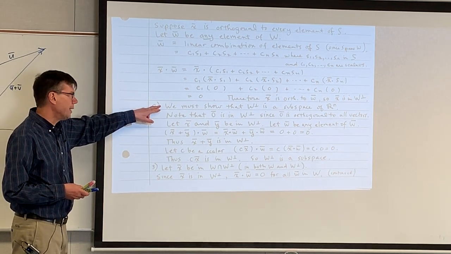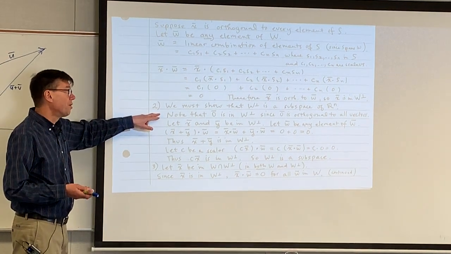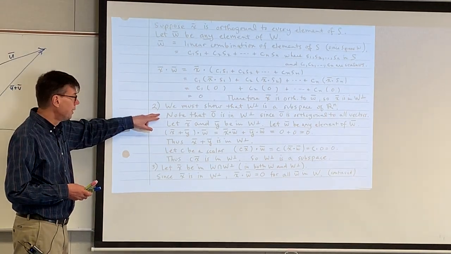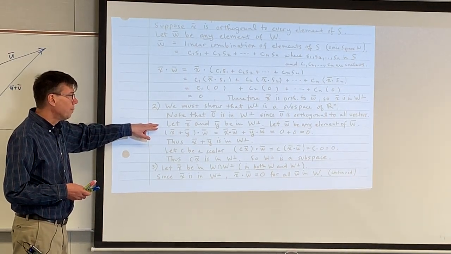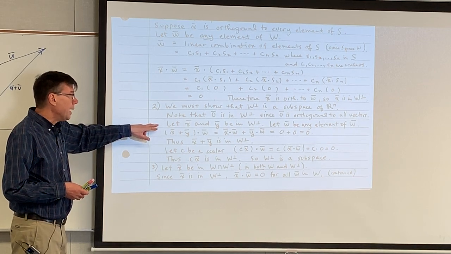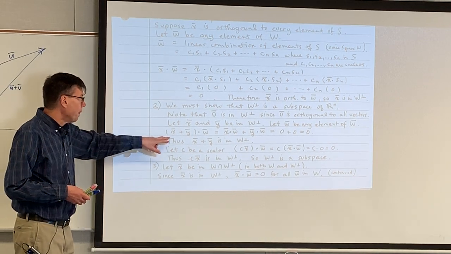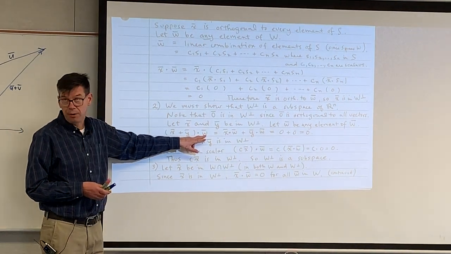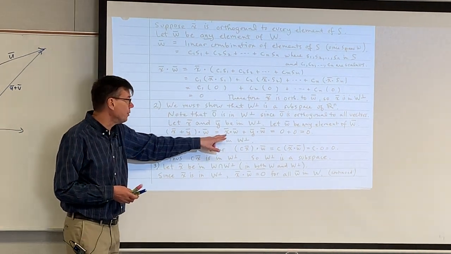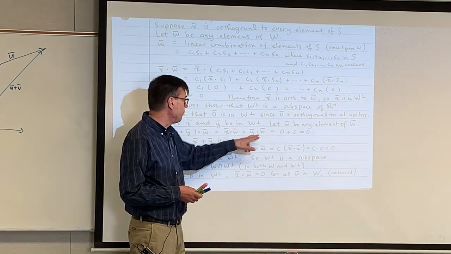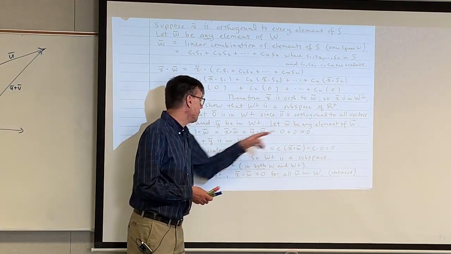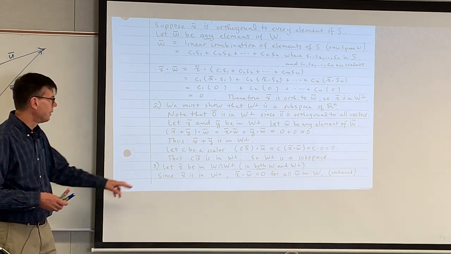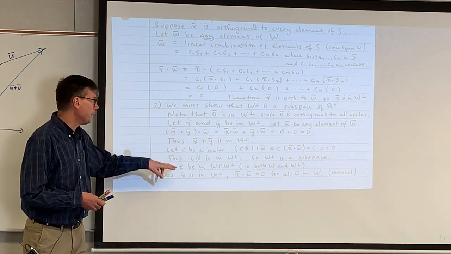And the second point, that W perp is a subspace, that's really easy to show also. That starts right here. Note that 0 is in W perp, since 0 is orthogonal to all vectors. Let X and Y be in W perp. Let W be any element of W. We want to show that X plus Y dot W is also 0, right? Well, X plus Y dot W is X dot W plus Y dot W. Those are both 0, 0 plus 0 is 0, so X plus Y dot W is 0. I mean, it really is that straightforward. So X plus Y is in W perp.